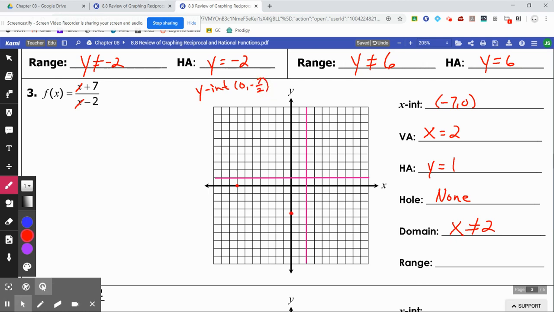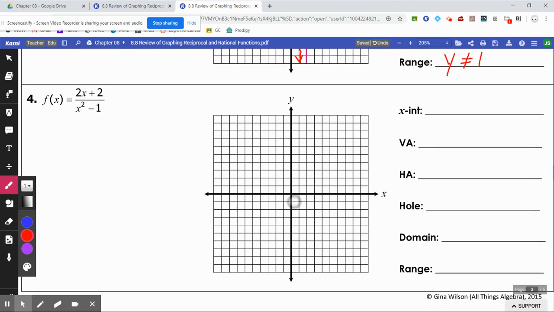Let's plot those. Next up, I'm just going to find some more x values and plug those in to give me some more dots on my graph. And there you see a picture of your graph. Your only range restriction, because of your horizontal asymptote, is going to be at the value of 1. Everything else is going to be legal.